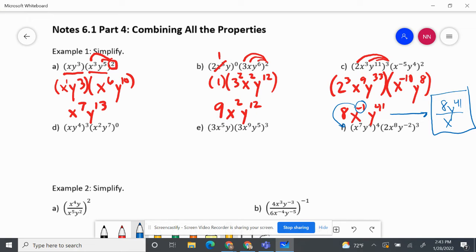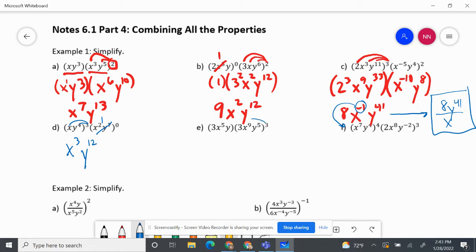Let's do a few more. With letter D, we see that anything to the 0 is 1. And we distribute the 3 to each part. That would be x cubed and y to the 12th. And of course, if we multiply that by 1, it stays the same.